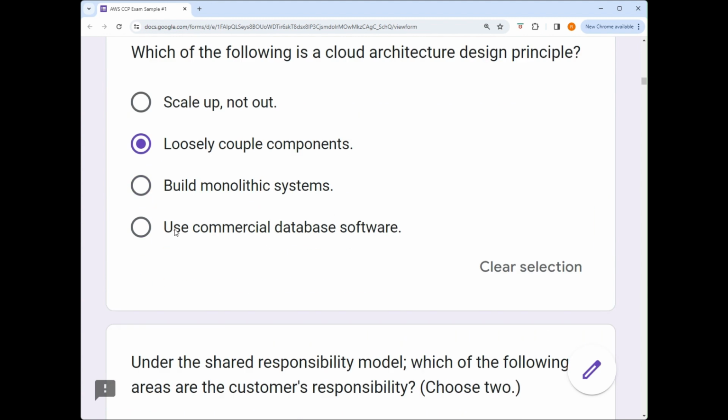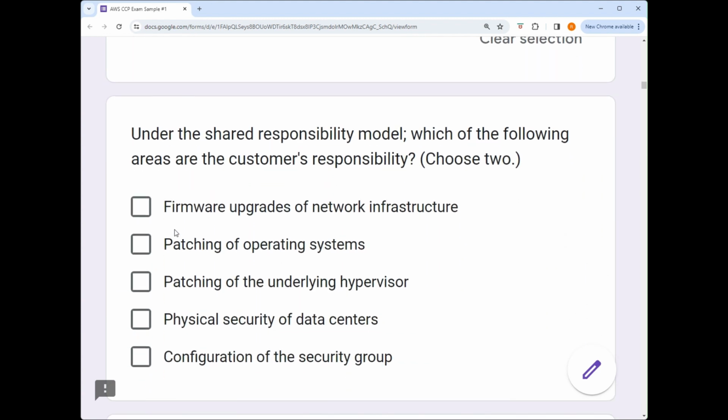Under the shared responsibility model, which of the following areas are the customer's responsibility? Choose 2. Firmware upgrades of network infrastructure. Patching of operating systems. Patching of the underlying hypervisor. Physical security of data centers. Configuration of the security group. Correct answer: Patching of operating systems and configuration of the security group.